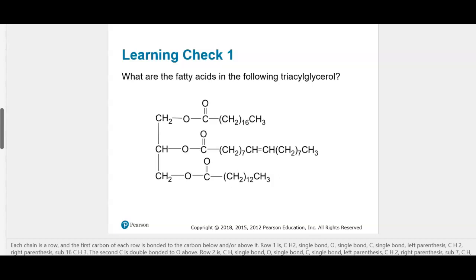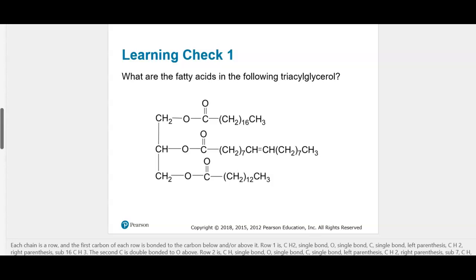The second one, it's unsaturated. If you count these up, you've got the carbonyl group. You've got 7 CH2s, which makes 8. Then you've got a ninth one, the first double bond, the 10th, the second double bond carbon. And then you have 7 plus it, that's 8 more. So that's an 18 carbon acid with 1 double bond. That's going to be oleic acid.